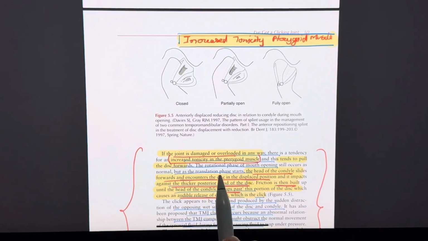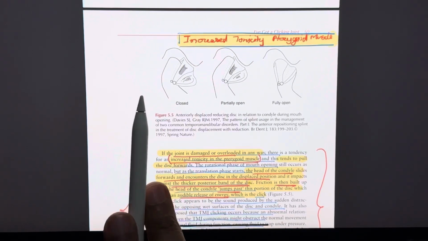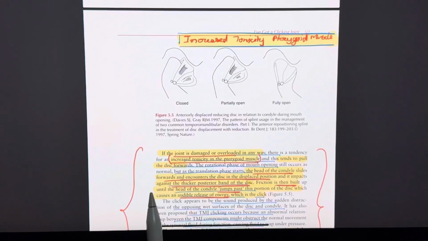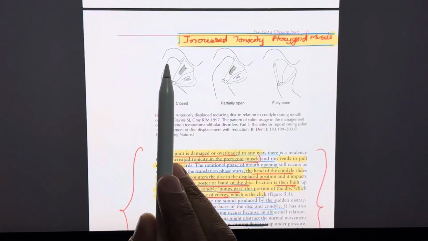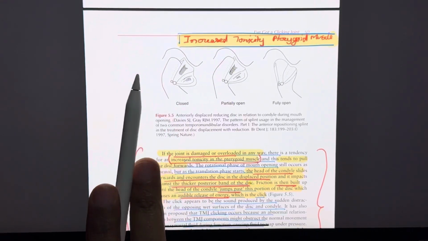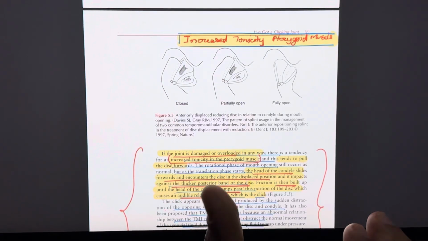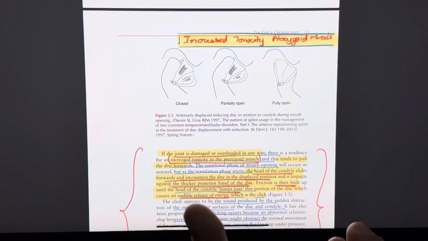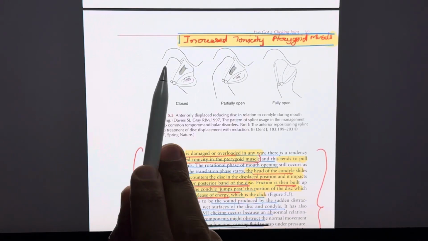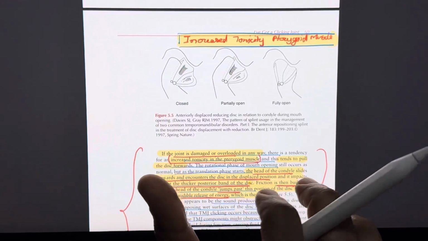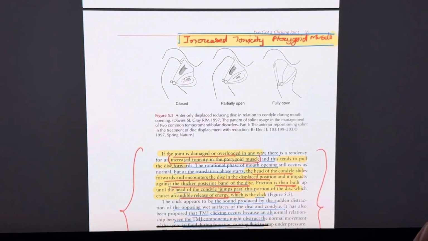But when the transitional phase happens, the head of the condyle will slide forward and it will impact against the thicker posterior band of the disc. So as you can see here, when it will move, it will impact against the thicker posterior band. So as it is opening more, there will be a build-up of friction. Ultimately, the condyle head will jump. It will jump past this portion and resume its normal position.